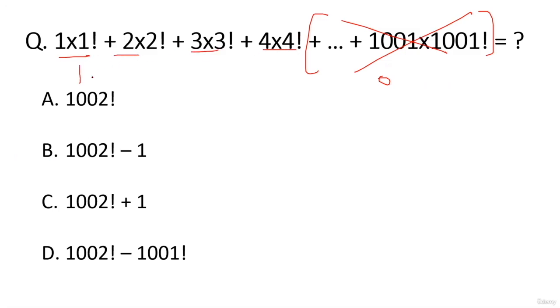Okay, 1 into 1 factorial, the unit place is 1 into 1. 2 into 2 factorial, it's 4. Okay, 3 into 3 factorial is 6 into 3, 18. 4 into 4 factorial is 6. So 1 plus 4 is 5, 8 is 13, plus 6 ending with a 9. Okay, only one option ends with a 9, that is the B option. Okay, very simple, right?